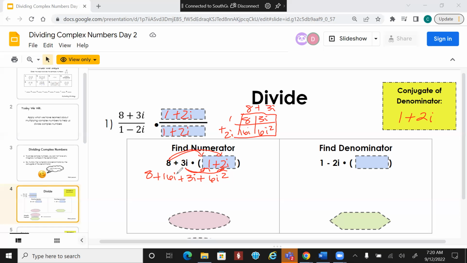I hope so. Now, 16i and 3i can be simplified to 19i. And this 6i squared is now going to become a negative 6. So now I can combine 8 and negative 6, which will give me 2. And then we've got this plus 19i.